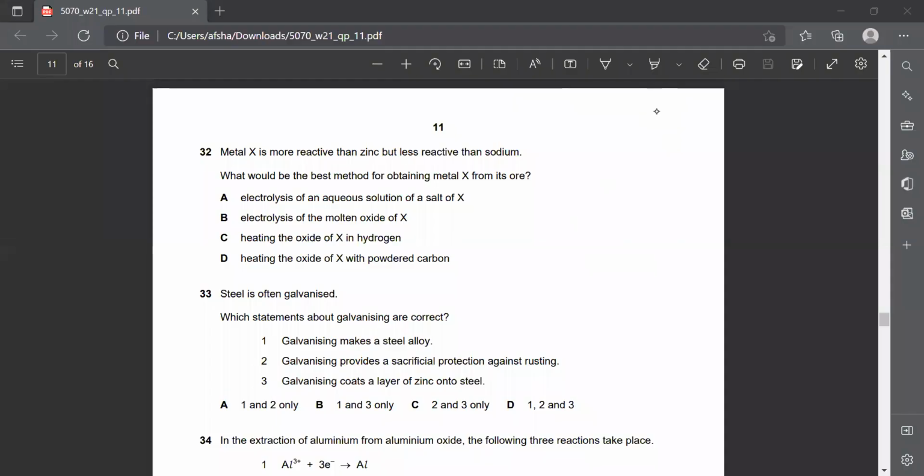Question number 32. Metal X is more reactive than zinc but less reactive than sodium. That means this metal X is lying between zinc and sodium. What would be the best method of obtaining metal X from its ore? That means they're talking about extraction.